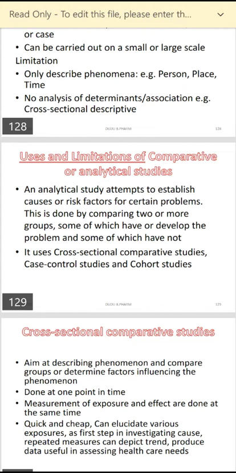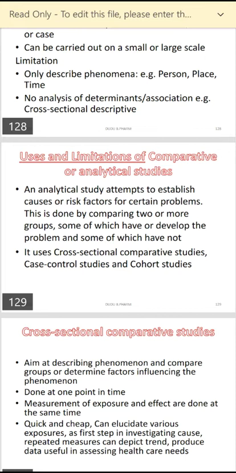An analytical study attempts to establish causes or risk factors for certain problems. This is done by comparing two or more groups, some of which have or developed the problem and some of which have not. You can see, as an example which I gave in quantitative research, maybe something has happened and you see which group has been affected more compared to other groups. That's why I try to compare, like, three groups in the same way, to get the picture of why we compare this.